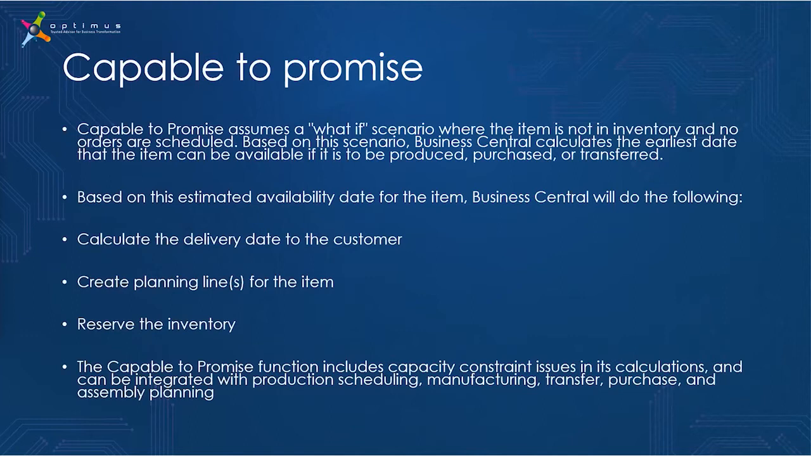So, based on this estimated availability date for the item, Business Central will do the following: calculate the theoretical delivery date to the customer, create planning lines for the item, and reserve the inventory. So the capable to promise function includes capacity constraint issues in its calculations and can be integrated with production, scheduling, manufacturing, transfer, purchase, and assembly planning.